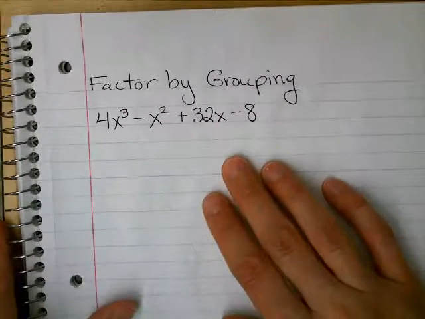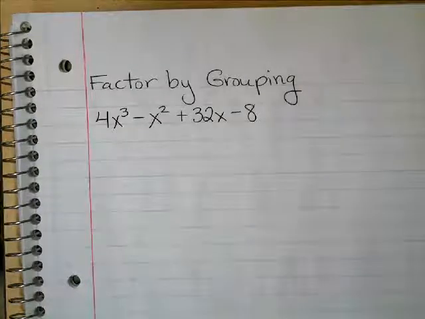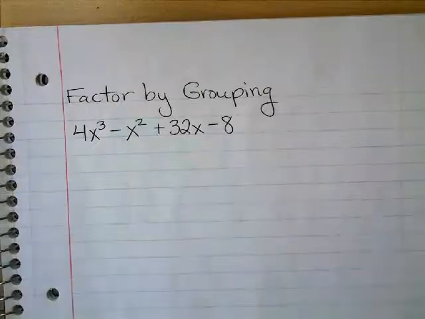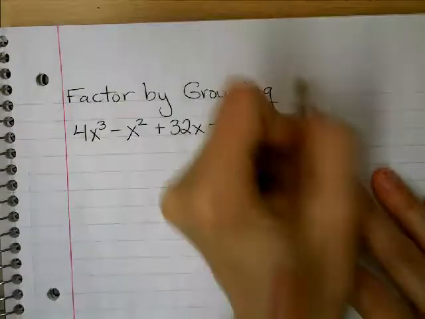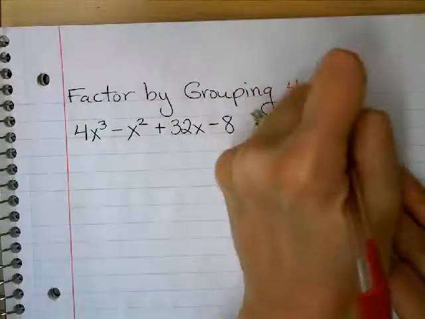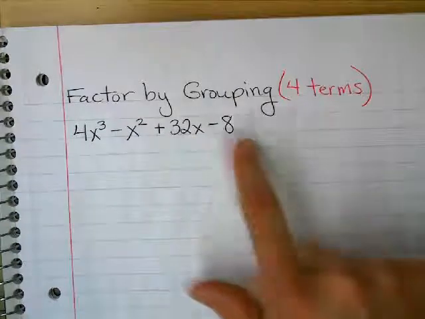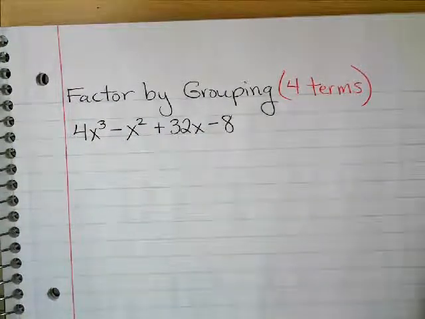Okay, so factor by grouping. The thing about factor by grouping, and you can see it here, the problem has 4 things in it. You should be able to recognize, oh, I have to do factor by grouping because I see 4 items in my problem. If you see 4 things in the problem, it's like, oh, light bulb, factor by grouping.